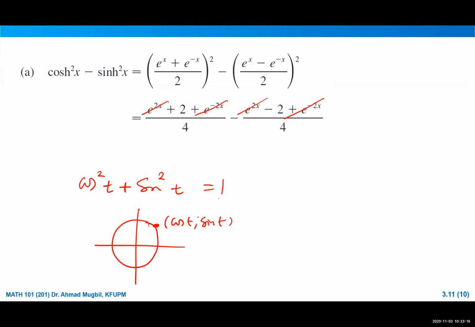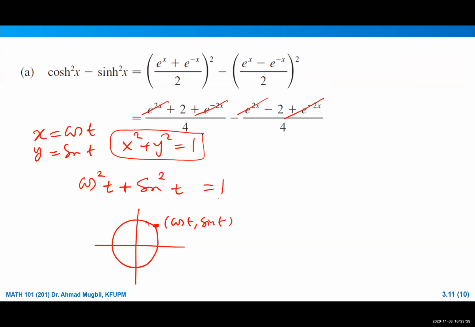What will be the equation? It will satisfy: if x is cosine t and y is sine t, what will be x squared plus y squared? It will be 1. And this is the equation of what? Of a circle. So this identity satisfies the equation of the circle.